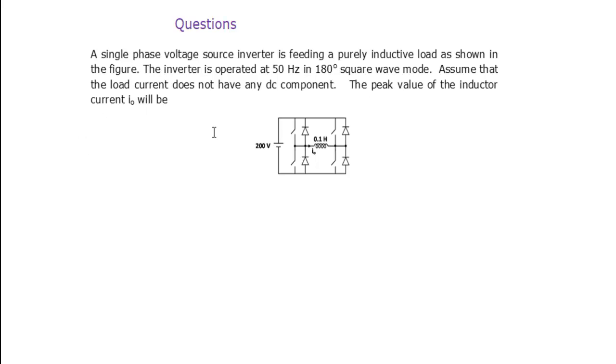Here you need to remember two things. It is operating in 180-degree square wave mode, which is nothing but a perfect square wave. It is not operating in a voltage control mode like pulse width modulation. That's the meaning. And assume that the load current does not have any DC component.